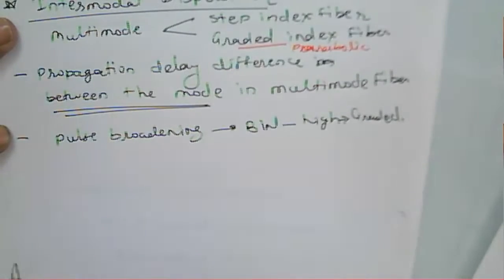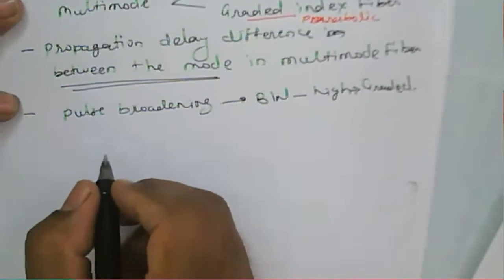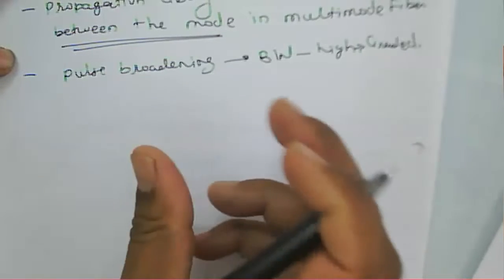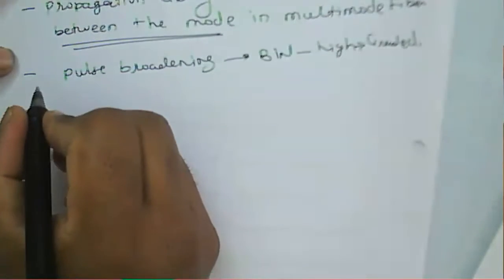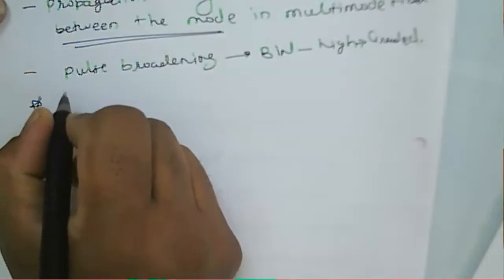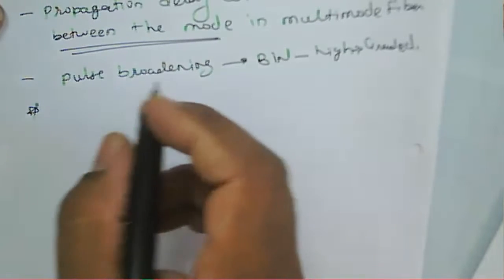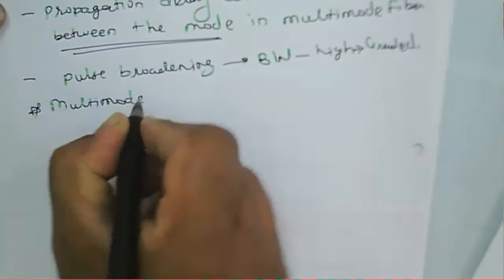As we said earlier, no pulse broadening or dispersion occurs if we are using single mode operation, because there is only a single mode present in a single mode fiber. Now we'll compare why this pulse broadening is greater in a step index fiber as compared to the graded index fiber. So we'll see one by one. A multimode step index fiber.